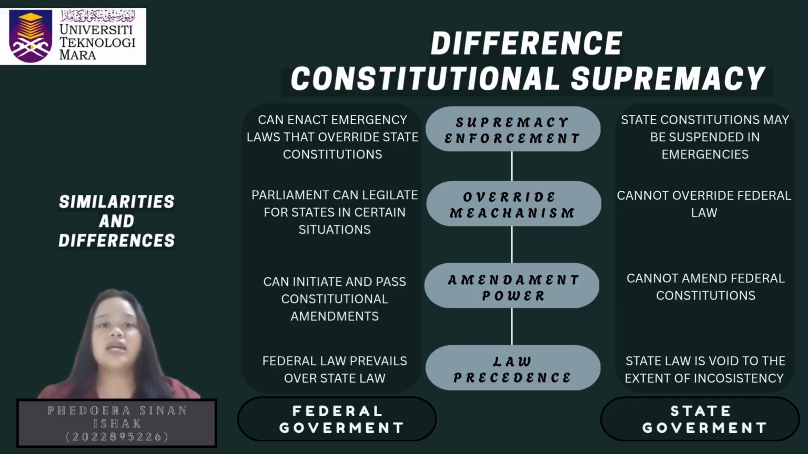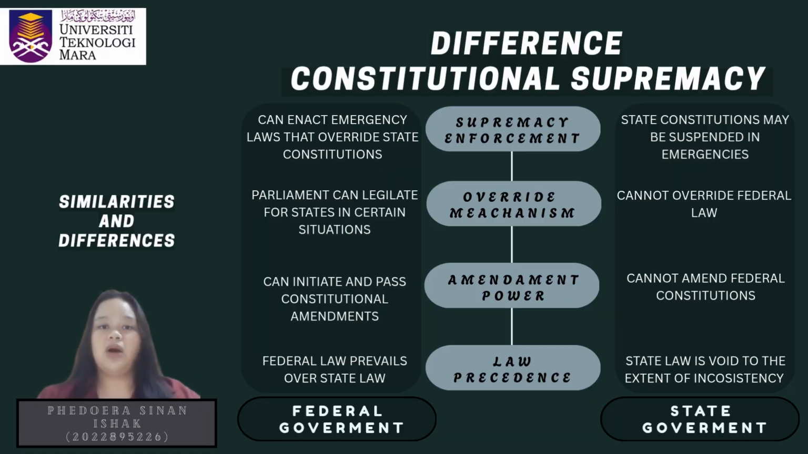Next, the override mechanism. Parliament, at the federal level, can legislate for states in certain situations, especially in matters on the concurrent list or when national interest dictates. State governments, however, cannot override federal law. Federal law always takes precedence.